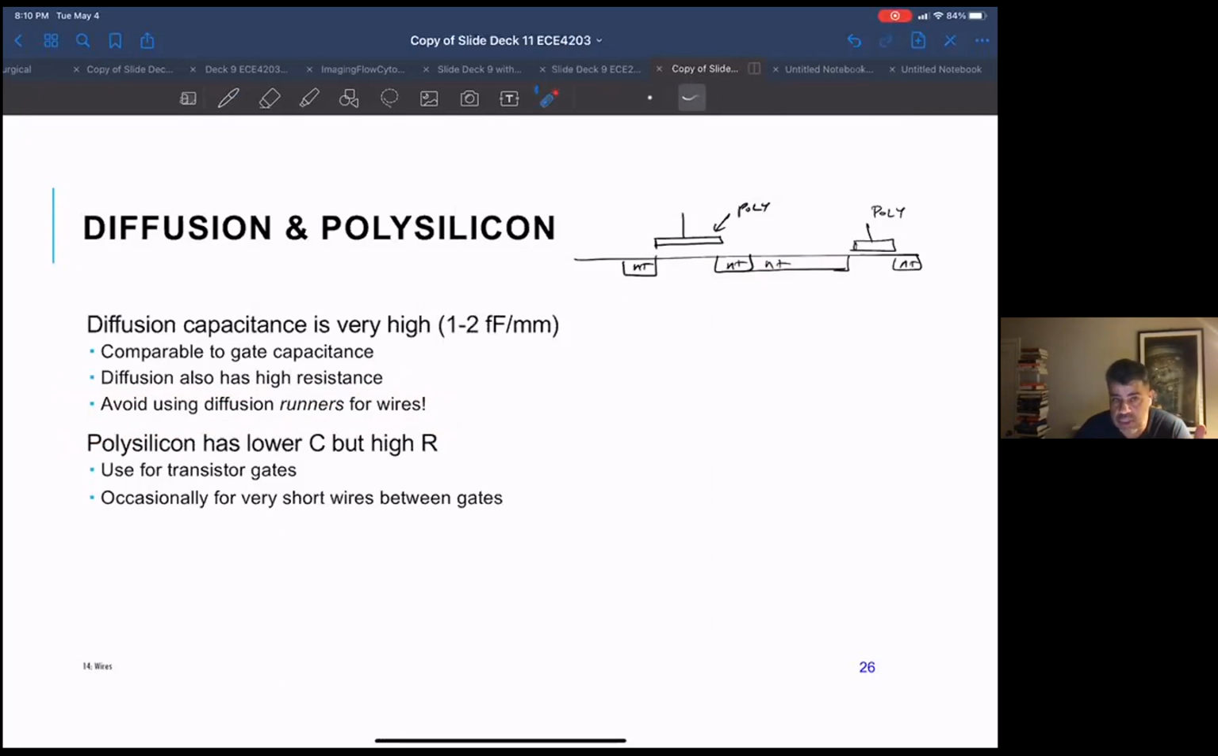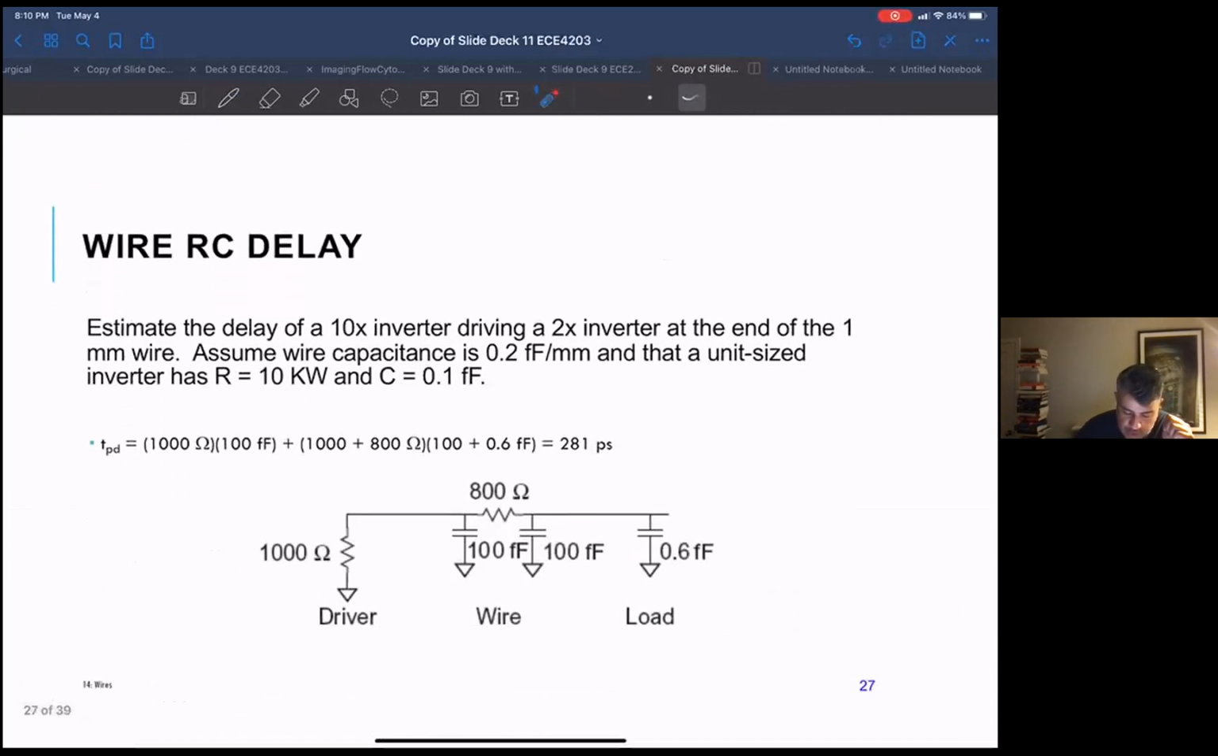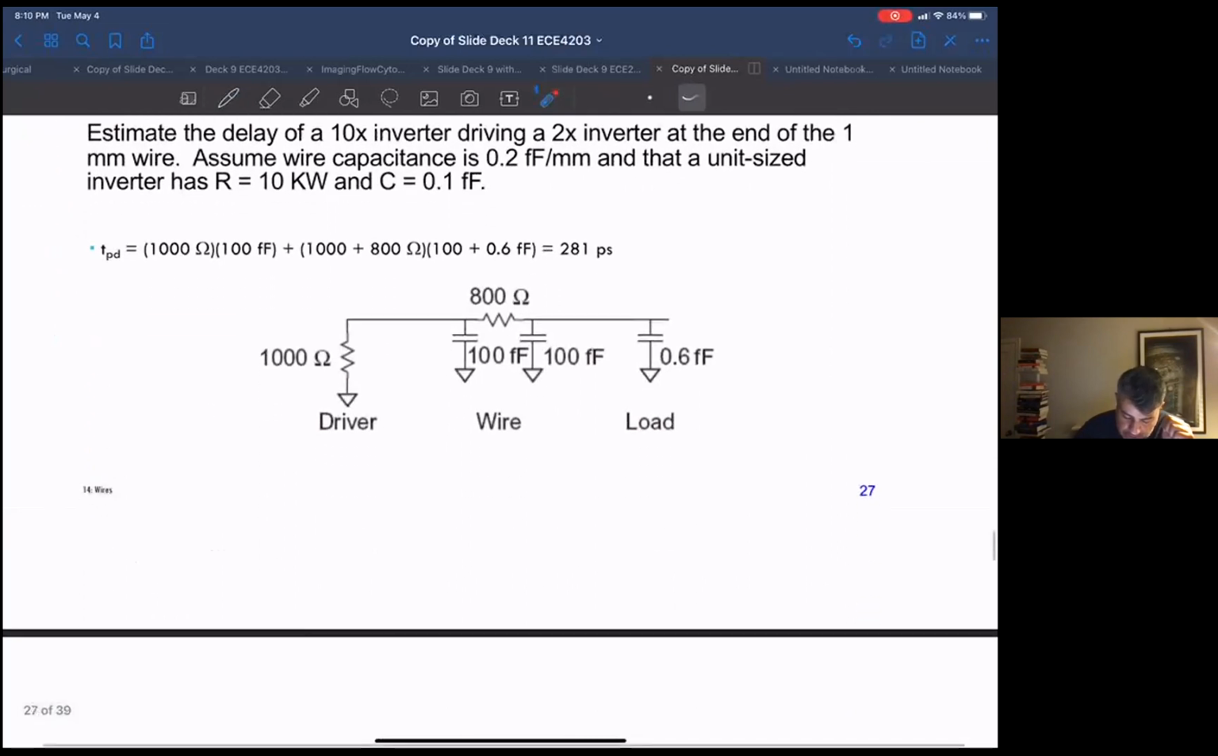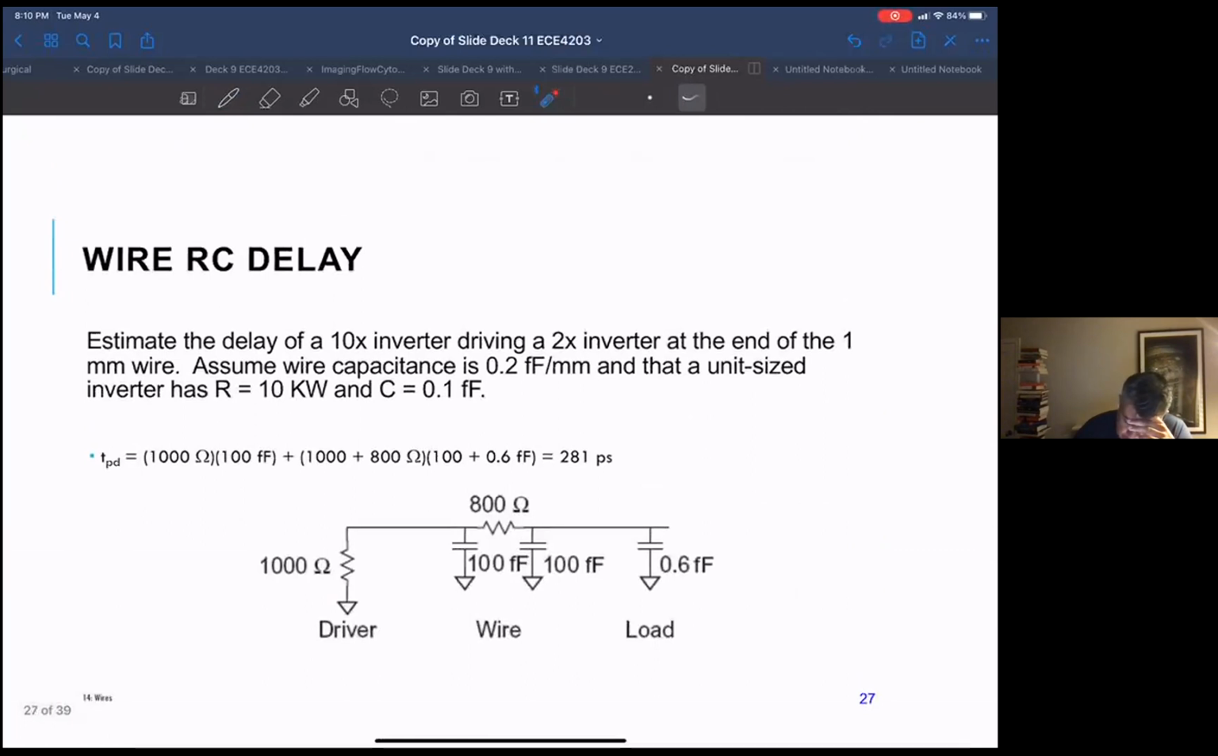It's called routing congestion, and you're trying to connect all this stuff. At some point, midnight on a Friday night, you've got to get your chip out, and it'll be tempting to run something in poly or diffusion. But it's just very high resistance, very high capacitance. So try to avoid it as much as you can.